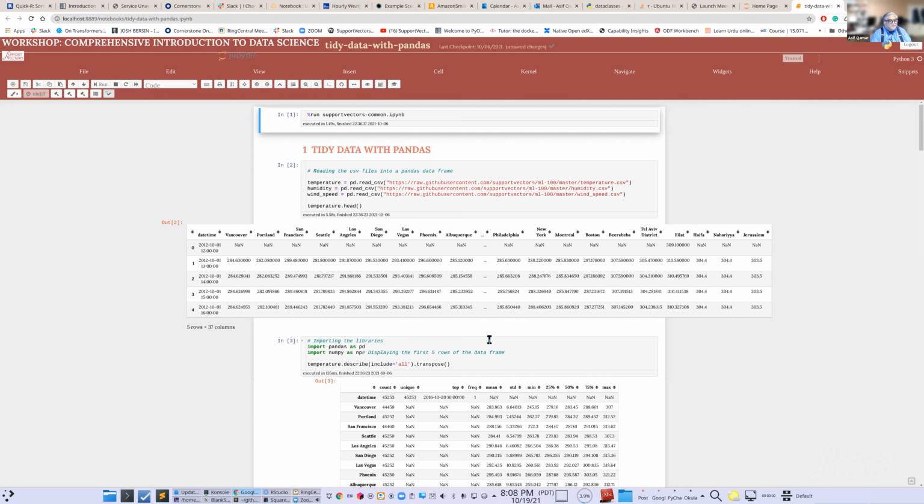Tidy data refers to a form of data, a way of representing data that makes it very easy to do many of the data science exercises that we do. Data comes to us in many forms, generally in a very haphazard form. One of the first things we have to do with data is canonize it or standardize it, or represent it in a way that makes it amenable for analysis.